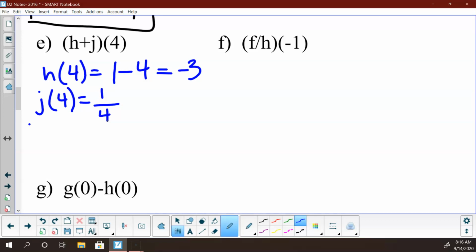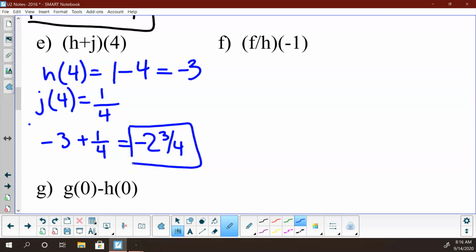So now what do I need to do with those two answers? Add them, multiply them? Yep, add them together. All right, so I now have negative 3 plus 1 over 4, and that equals negative 2 3/4. Ta-da. You could write it as a negative 11 over 4. It does not bother me. They mean the same thing.